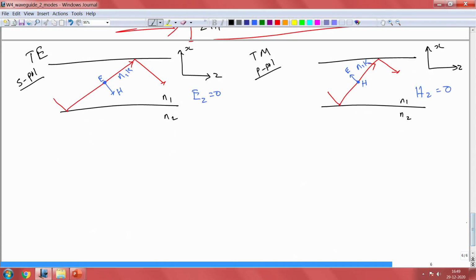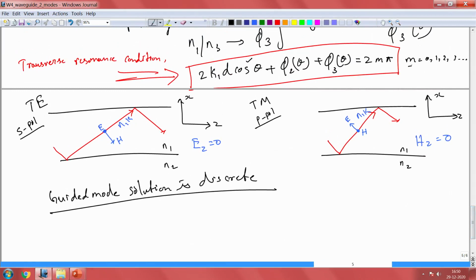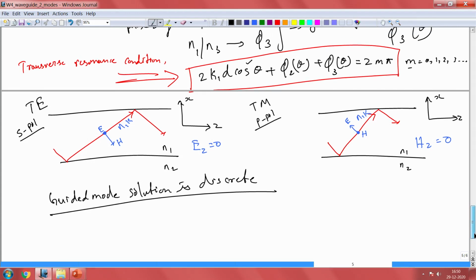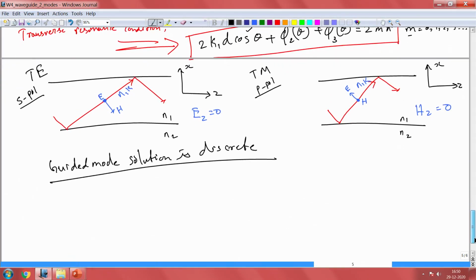The guided mode solution is discrete. So, you cannot have arbitrary m values. It will only take integral numbers, so the mode number is say 0, 1, 2 and so on. You cannot have 0.1, 0.2 as m. It has to be integer numbers only.